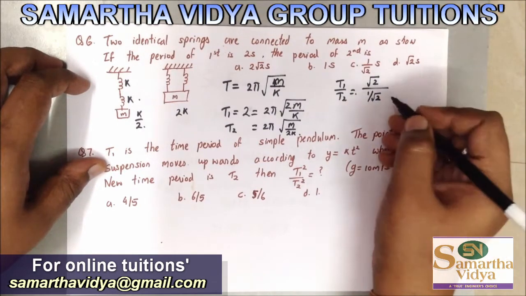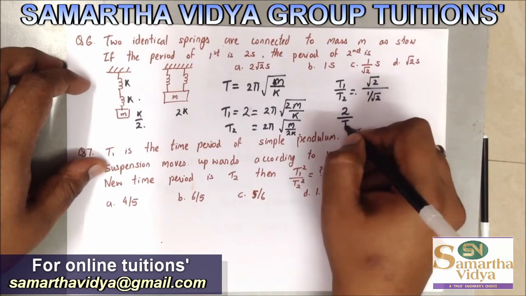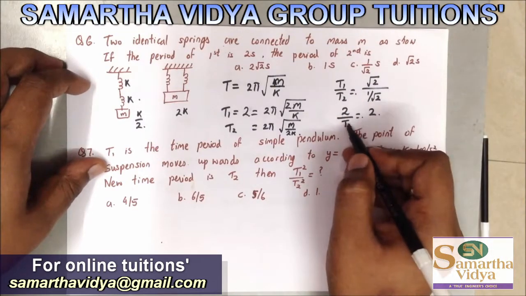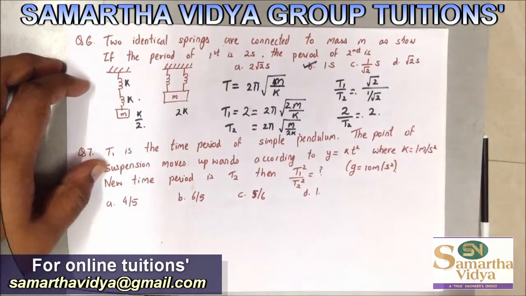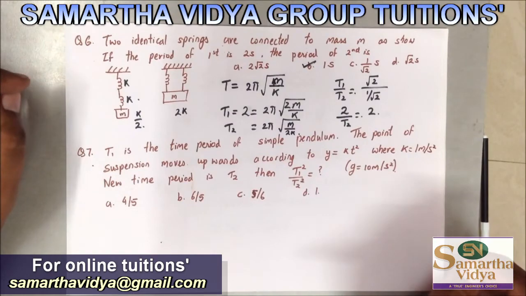So this 2 goes up and I'll be getting this as T1 by T2, and T1 is equal to 2. So 2 by T2 is 2. That means T2 becomes 1. That's your option B. Going to the next one, we have a simple pendulum whose time period is T1.